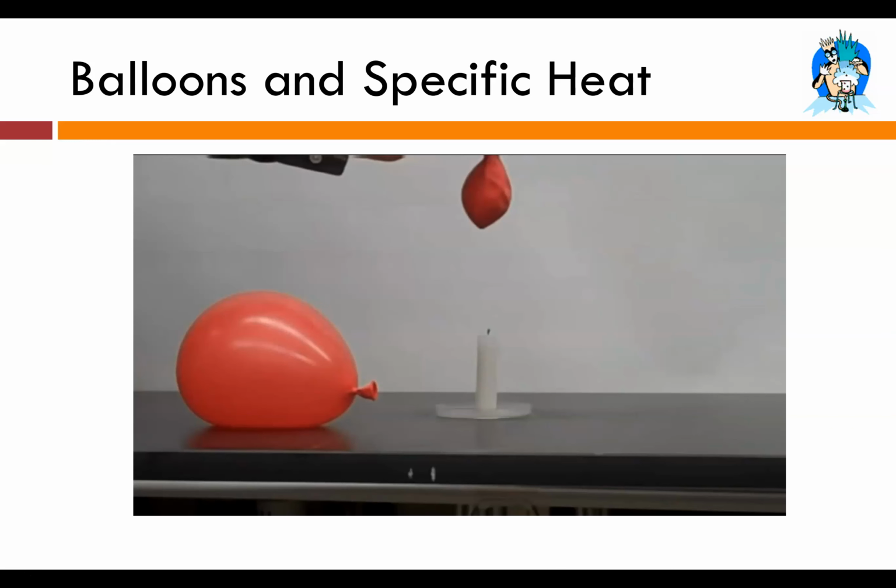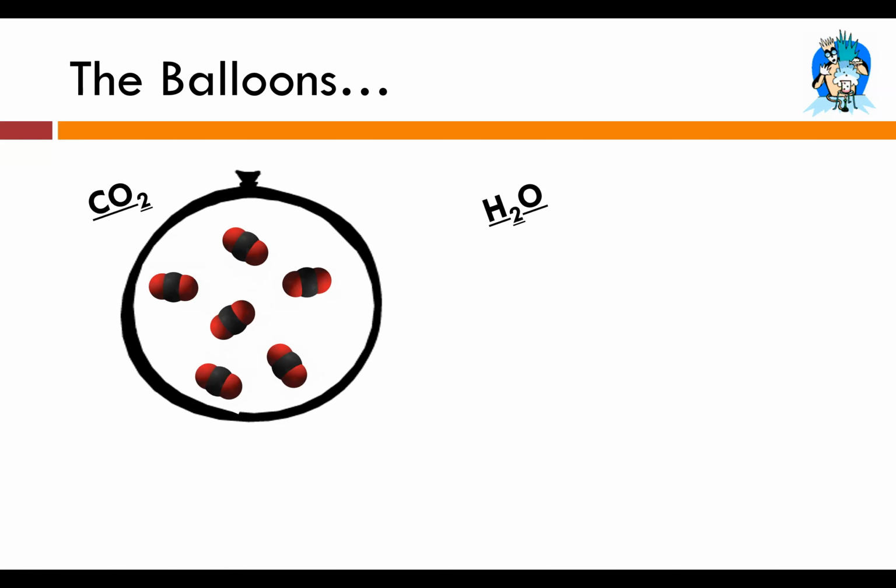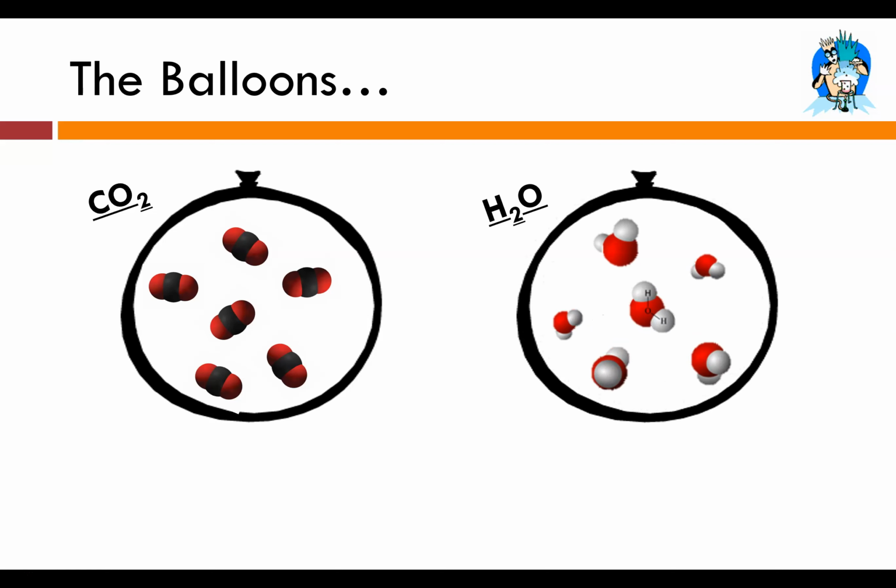This has to do with specific heats. So with the balloons, we've got one filled with carbon dioxide and the other filled with water. These two substances have dramatically different specific heats. Carbon dioxide is about 0.82-ish joules per gram degree Celsius, where water is roughly 5 times that amount at 4.18 joules per gram degree Celsius.